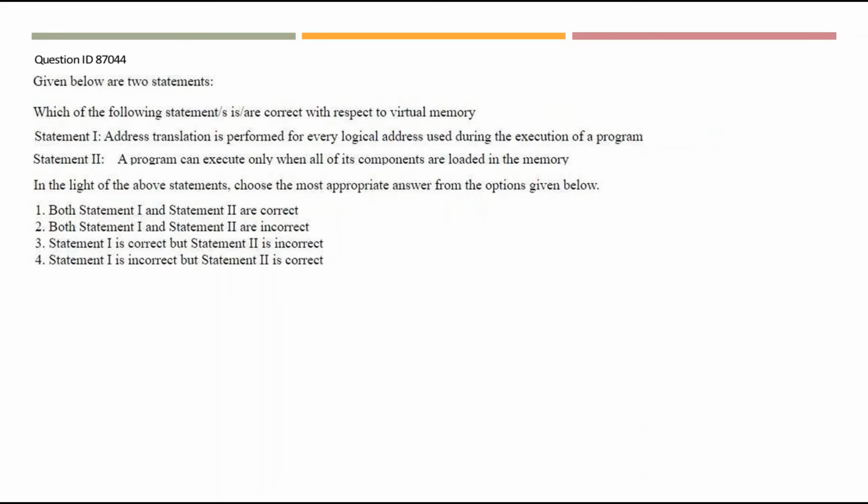Next question. Given below are two statements. Which of the following statements are correct with respect to virtual memory? First statement. Address translation is performed for every logical address used during the execution of a program. Translation from logical to physical address is performed by the operating system's memory management unit. This part is true. Second statement, a program can execute only when all of its components are loaded in the memory. We have to find whether this is true or not with respect to virtual memory.